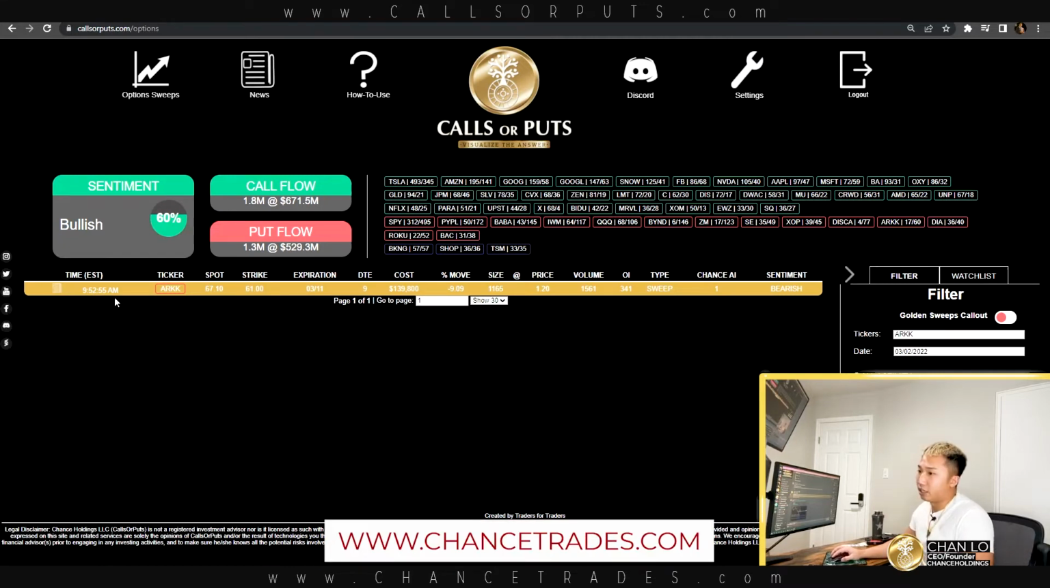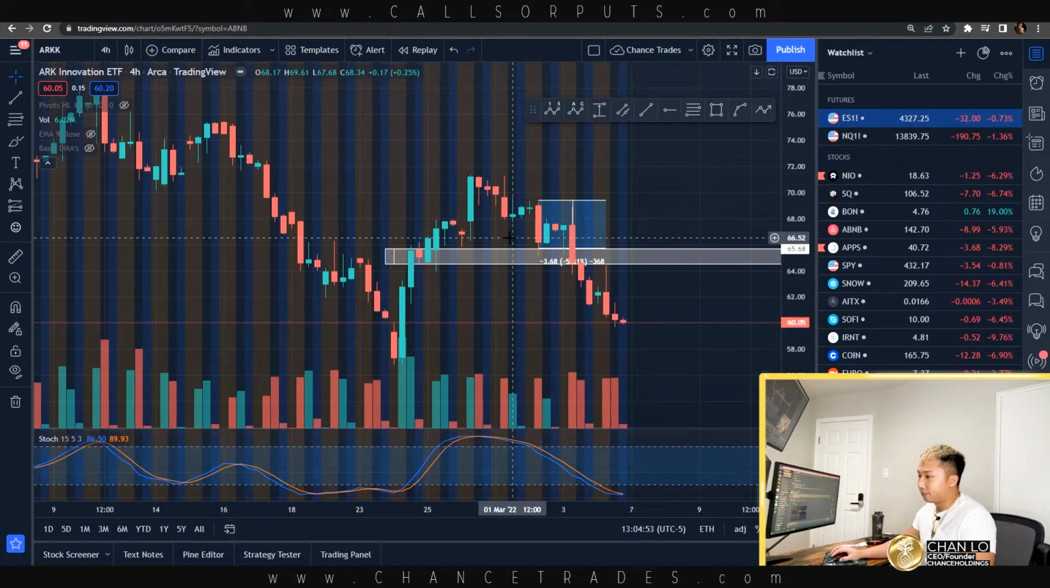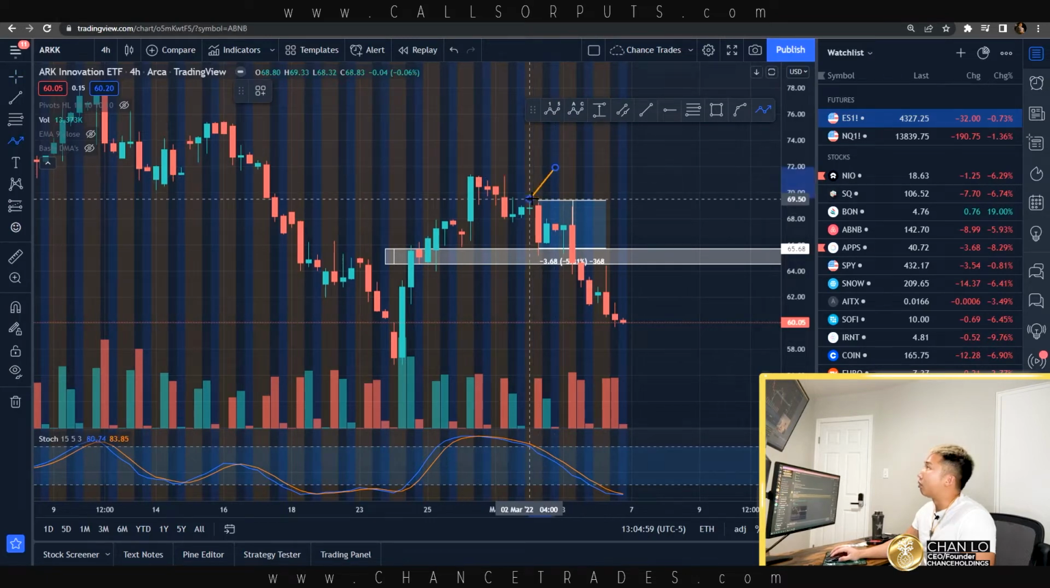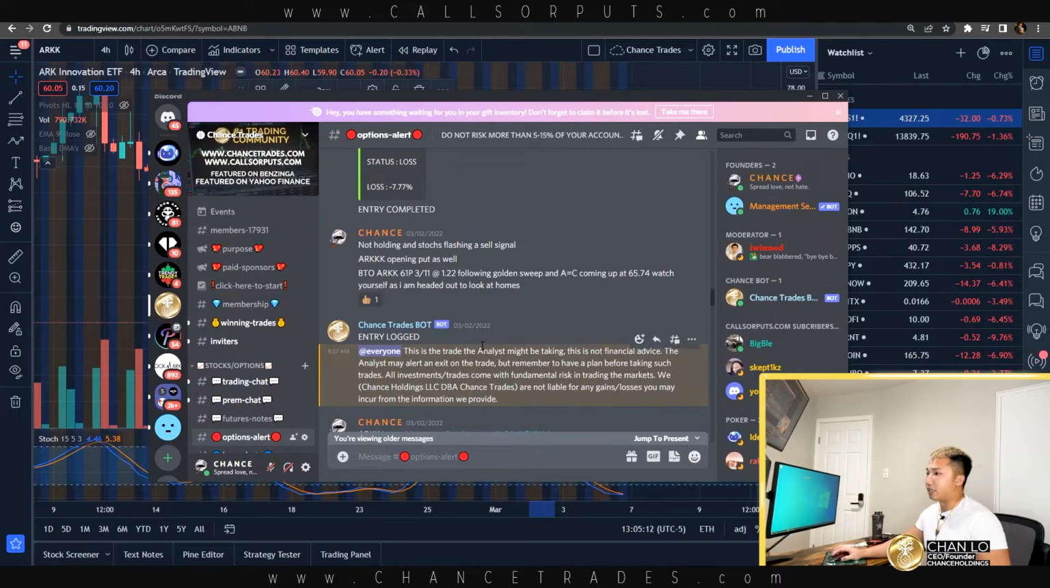As you can see here, there's an ARKK sweep at 9:52, and this was on the 2nd. Just to make it easy for you, we'll highlight that with the arrow. I saw that sweep come in the morning, and I told my Discord server that I'm buying to open the same exact contract on ARKK: buy to open ARKK 61 put 311. First of all, it was a very close expiration date, and it was a decent sized position for a close expiration date. And I said, following golden sweep, A equals C is coming up at 65.74.